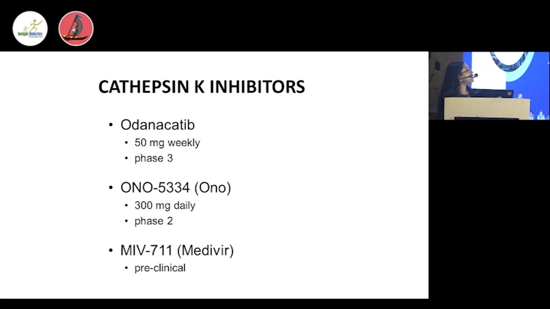And this is the graph which compares the mean increment in the BMD with these 3 different agents. As you can see here, the mean increment in the BMD is highest with romosozumab, to the point of around 13 to 14% at the level of spine. At the level of hip, it is around 6 to 7%. While with teriparatide and abaloparatide, at the spine, the increment is almost the same at around 8 to 10%. At the level of hip, it is around 3 to 4%.